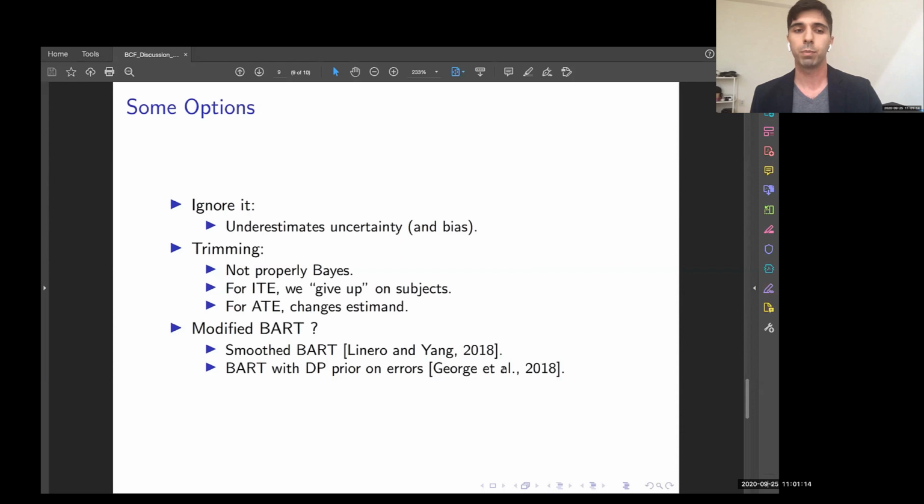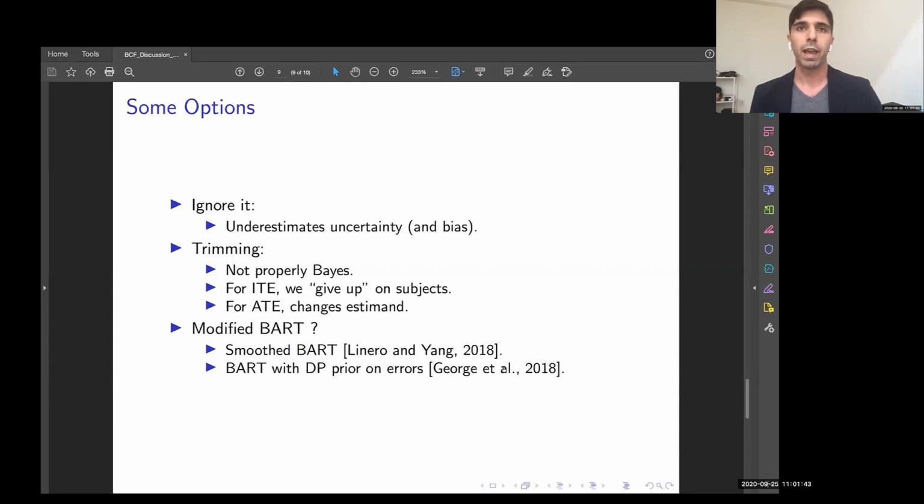And what if we plugged in the smoothed BART that Linero and Yang had developed, and to get rid of the step function behavior that we saw in the previous figure? Or what if we use this fully non-parametric BART model developed by George and others, where instead of making a strong normality assumption about the residuals, we say they follow some unknown distribution, and we put a Dirichlet process prior on these errors, and maybe that could actually help.